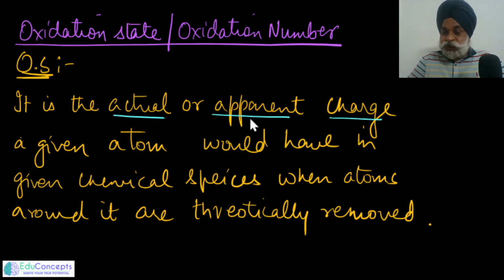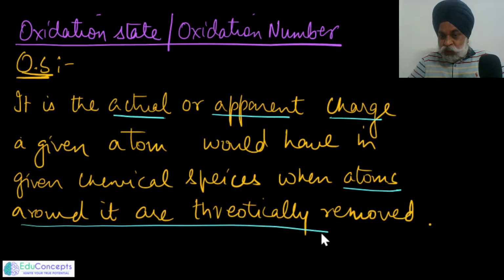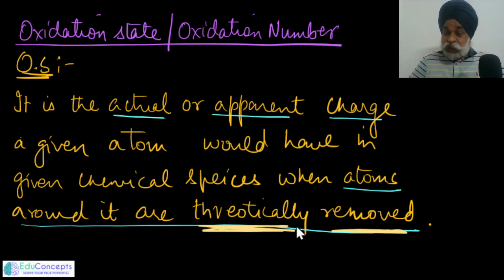So we are presuming that this species would get this particular charge, but that charge in a given molecule is actually not there. Let me explain what I am trying to say here. So it is the actual or apparent charge a given atom would have in a given chemical species when atoms around it are theoretically removed. Make it a point, what I wrote here is theoretically removed. Now what does it mean? Now let us dig deep into it and try to understand what we mean by it.